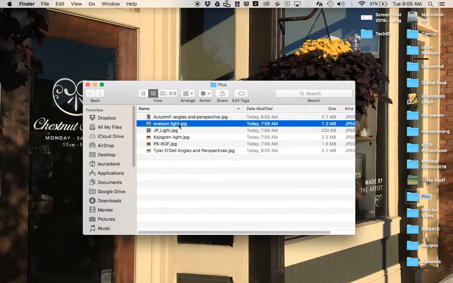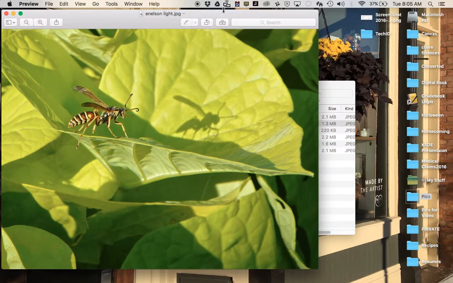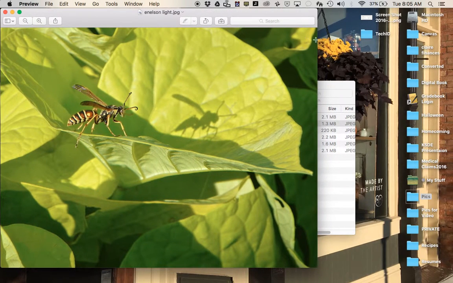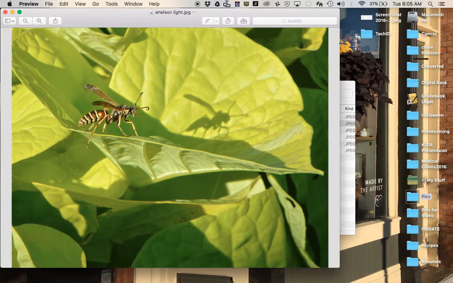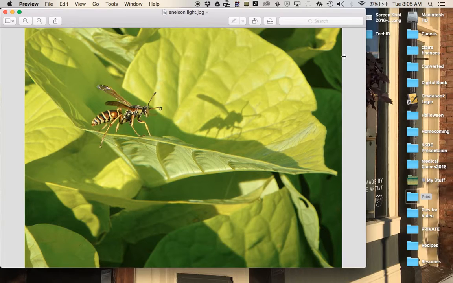Other things. Use of light. One of the things I've noticed about some of the pictures you guys are taking is you don't have subject matter in the picture. What are you taking a picture of? You need to concentrate on a subject and then see how the light affects it.